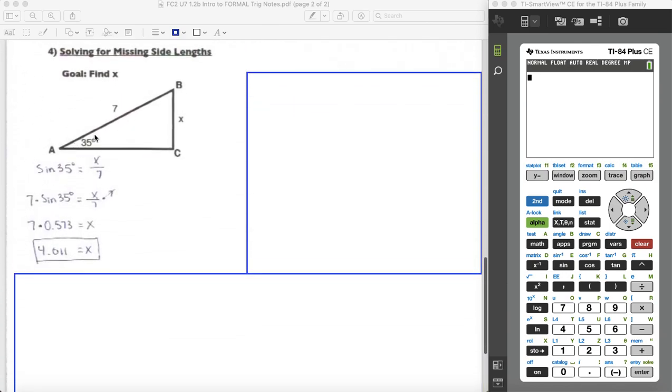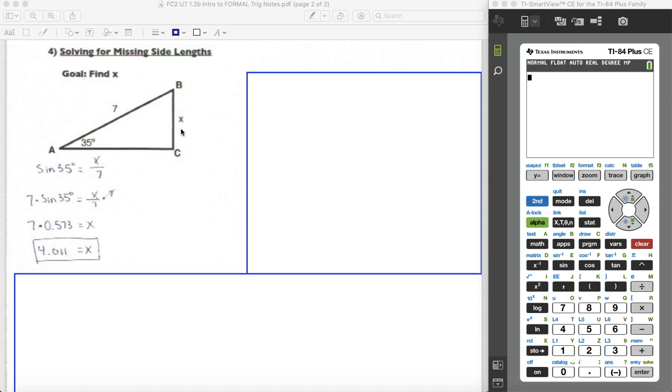So they give us the angle, and that's our theta, that goes along with our trig function. And then they give us the 7, which happens to be across from the right angle here. And so the 7 is our hypotenuse. Now, our unknown is x.